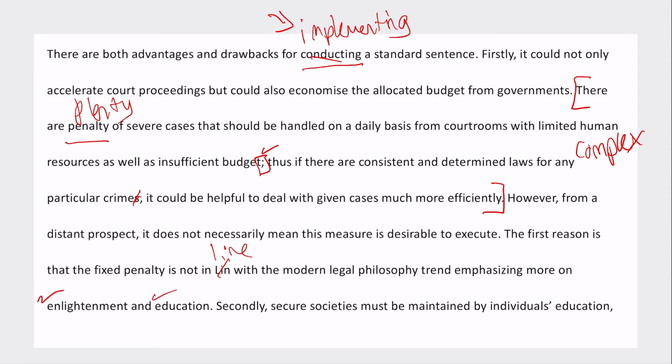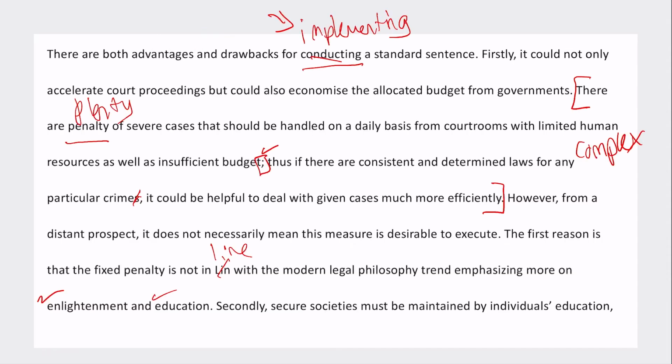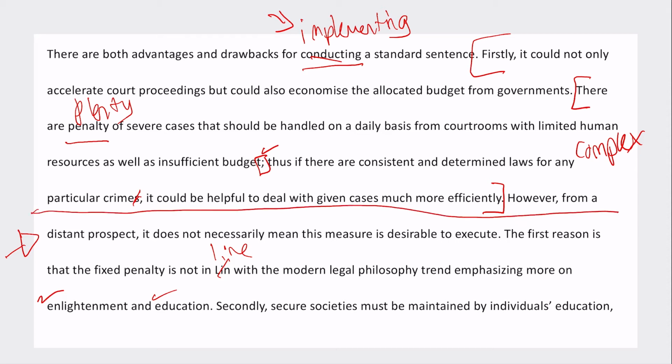"Secondly, secure societies must be maintained by individuals' education, not by inflexible regulations. Fixed laws may seem reasonable in some sense, but individuals should be instilled with moral standards and the law-abiding spirit through education for longer-term thinking." Okay, this is interesting. What this candidate has done is actually quite a difficult move to pull off, in that they've said what some people think, and then they've counterpunched. They've counter-argued against it. They've explained quite clearly what one of the advantages is, but then they've explained, however, this isn't actually what we want to do.